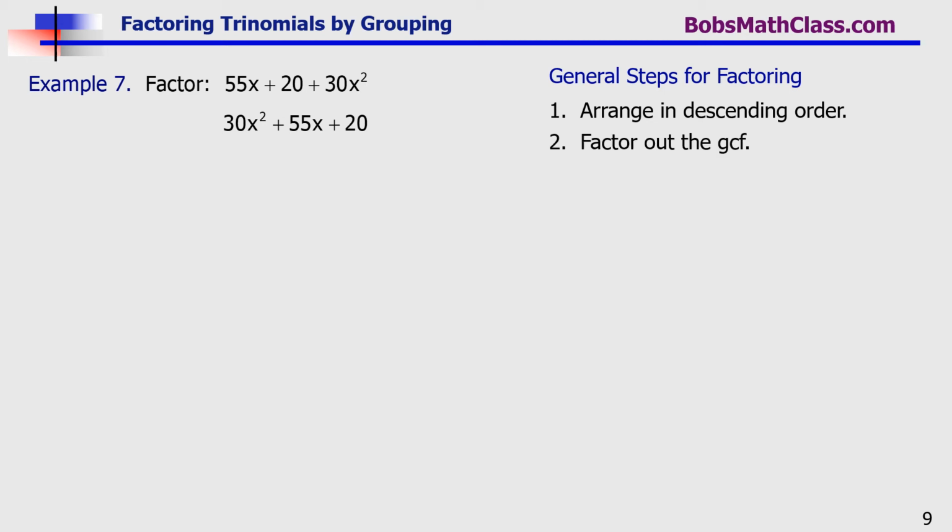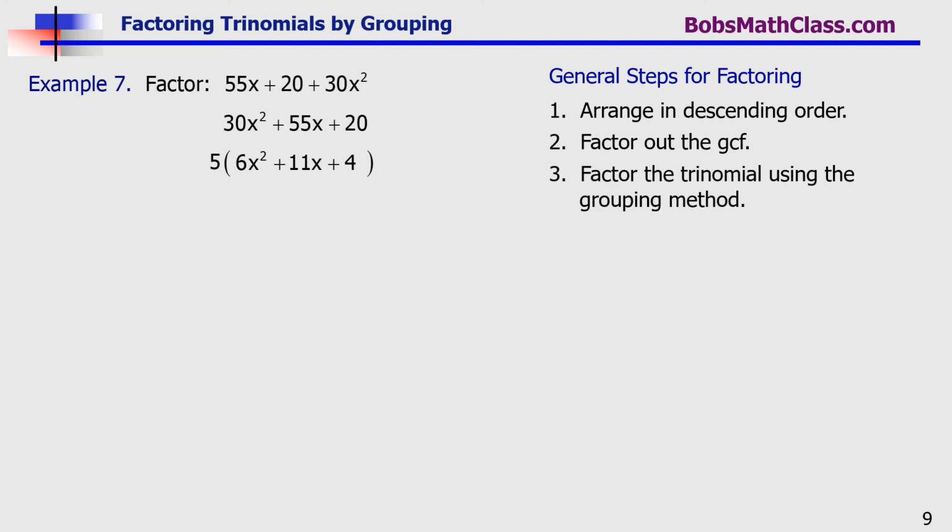Second step, GCF. Let's see, they don't have an x in common, but there is a 5 in common. So we're going to factor out the 5. Divide each term by 5, and the result is written inside the parentheses. 6x squared plus 11x plus 4. Now we're going to factor the trinomial. So I just rewrote it over again, 6x squared plus 11x plus 4. And keep that 5 in mind.